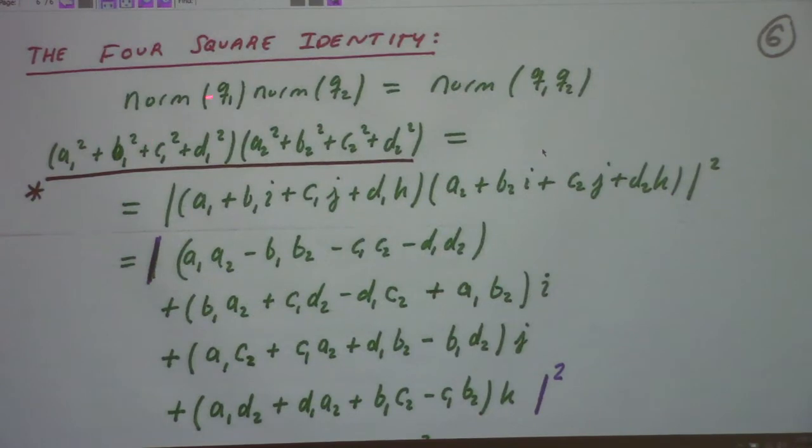The product of the norms of two quaternions is the norm of the product. What that means is that this sum of four squares times that sum of four squares is actually equal to the norm of this, which, by the way, is the sum of this squared, that squared, this squared, and that squared. And that is the four-square identity, which says that if you can understand something as the product of two sums of four squares, you can rewrite it as a sum of four squares.